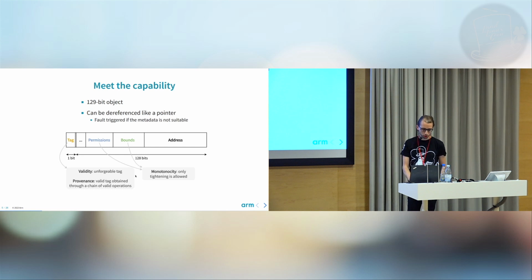So there's a few interesting properties with capabilities. An important one is this tag. So this tag is a little bit magic. It cannot be forged. The only way to get a valid capability is to derive it from another valid capability. So that's this idea of provenance. You update capabilities through a chain of valid operations. And another important property is monotonicity. That's the idea that when you do this derivation of capabilities, you can only restrict the bounds, so remove permissions or keep them, but you cannot add them. You cannot make a read-only pointer read-write.